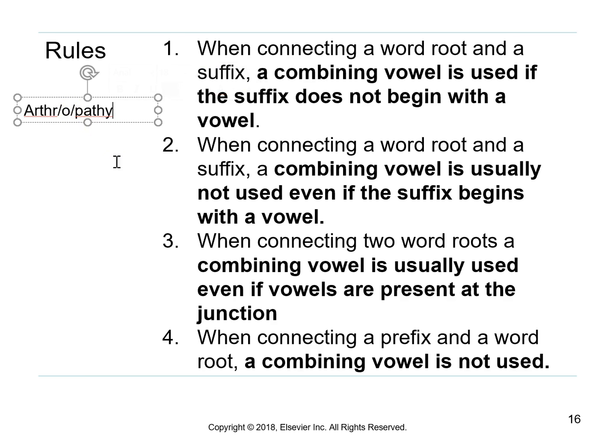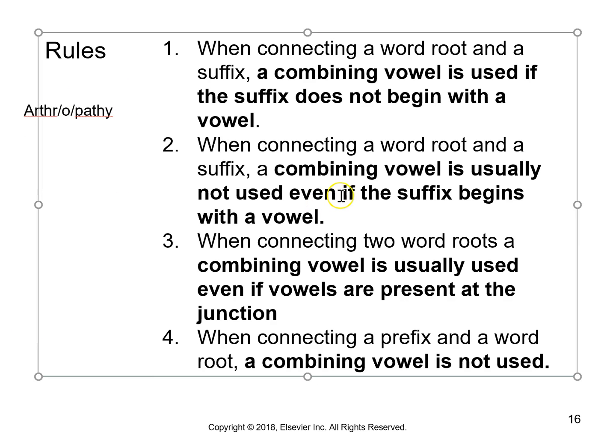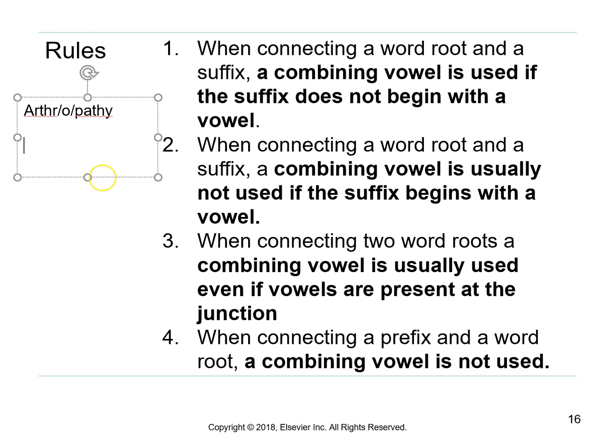So, arthropathy. Okay, number 2, when connecting a word root and a suffix, a combining vowel is usually not used. That's weird. I think I messed up the formatting. One second. Okay, I was confused for a second, but just get rid of the "even." I don't know what that's doing there. Okay, combining vowel is usually not used if the suffix begins with a vowel.